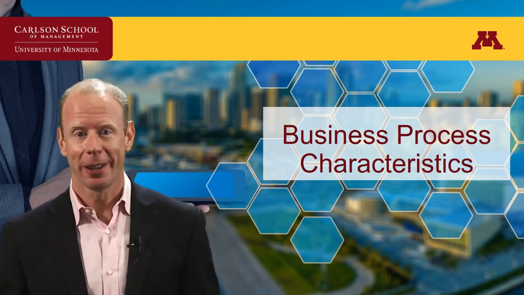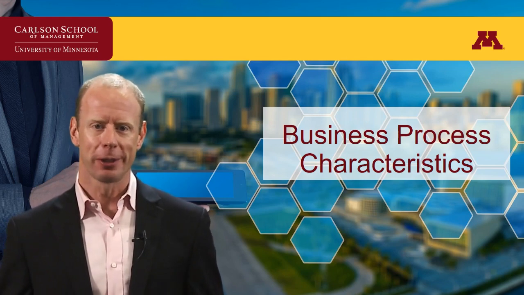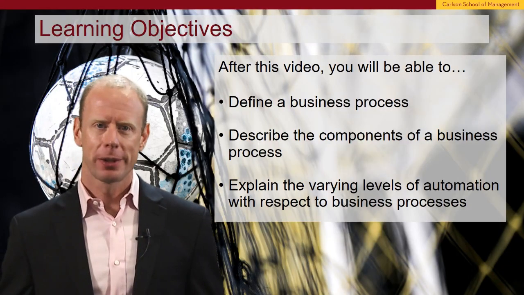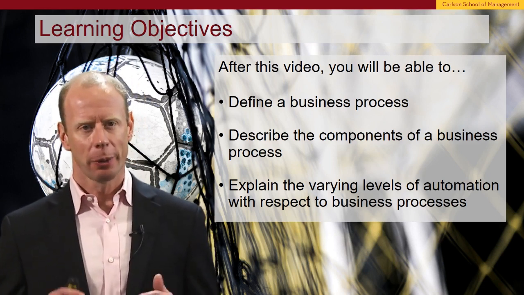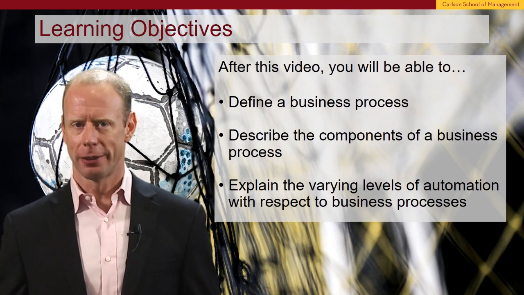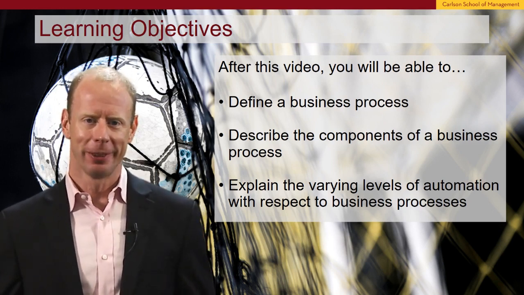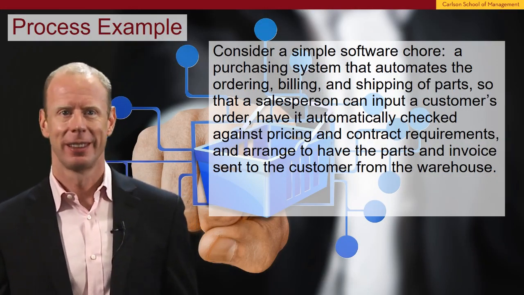This is an example of a business process that was poorly automated, and that will be the focus of this course. After this video, you'll be able to define what a business process is, describe the components of a business process, and we'll also talk about the varying levels of automation with respect to business processes. As you can see from my example, a lack of automation can sometimes lead to a loss of business.